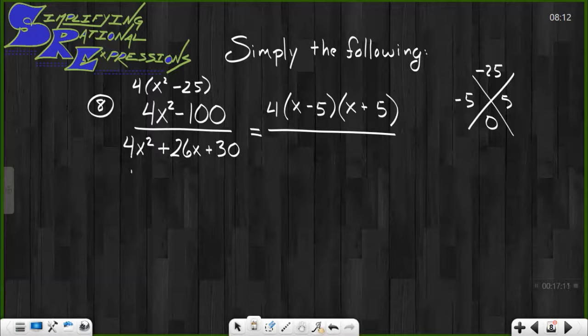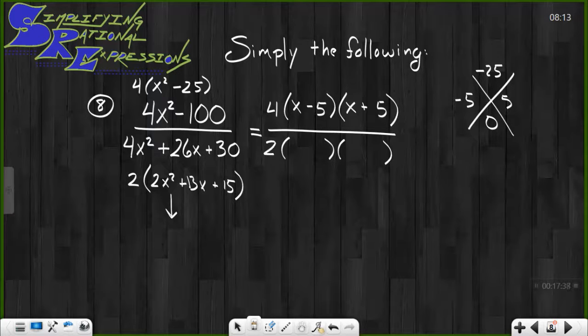Let's look at the bottom here. I see it's also got a GCF of 4, leaving me with x squared plus, oh sorry, I apologize, it's not 4, it is 2. I see a GCF of 2, and that leaves me with 2x squared plus 13x plus 15. Then this here will go down to 2 groups. I know it's going to be 2 times 2 groups here, but I do not know what it is at the moment because it's not a special case.